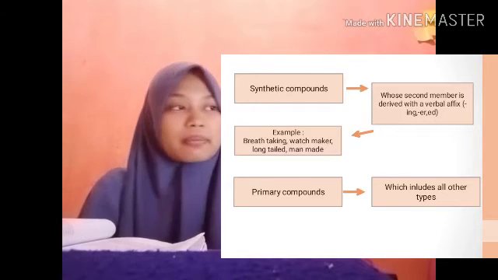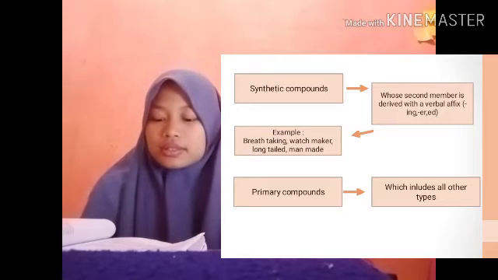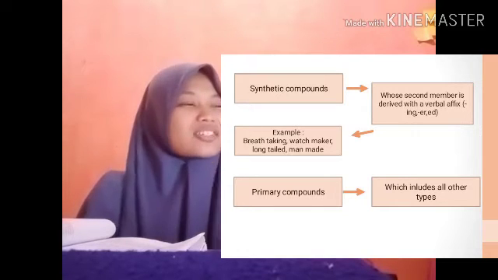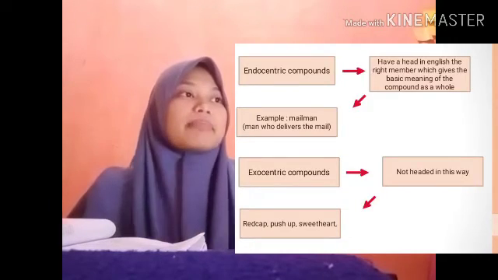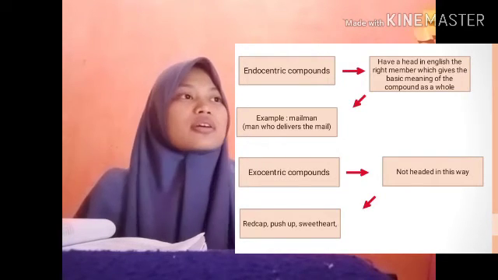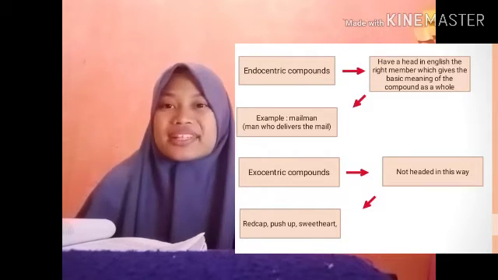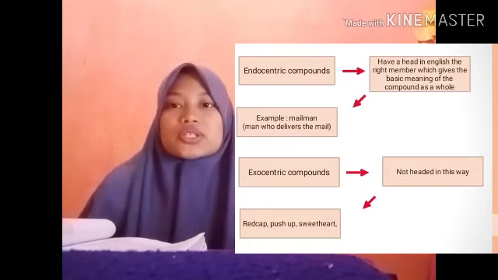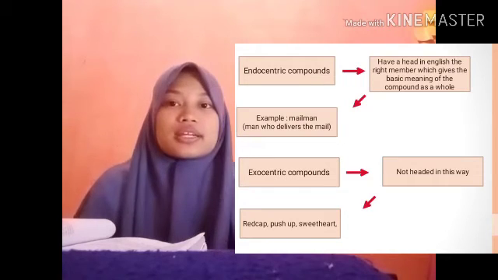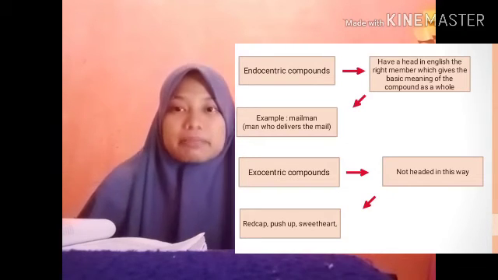And primary compounds include all other types, like two nouns, two adjectives, or a noun and an adjective. In the types of compounds, there are endocentric compounds and exocentric compounds. What is an endocentric compound? An endocentric compound has a head, in English the right-hand member, which gives the basic meaning of the compound as a whole. The example is mailman, a man who delivers the mail.